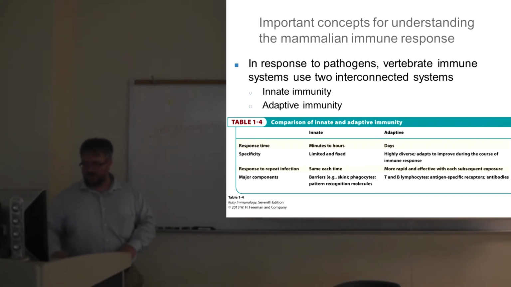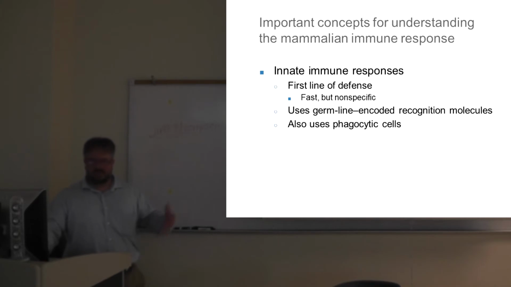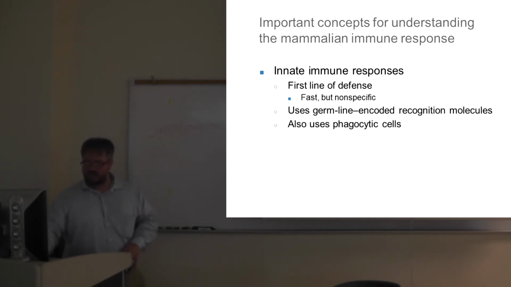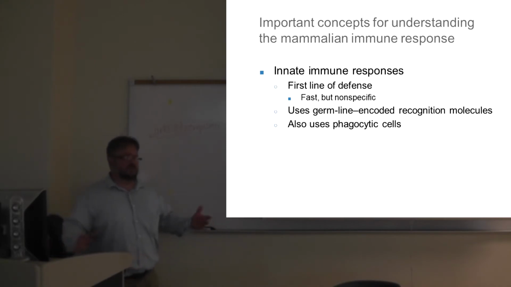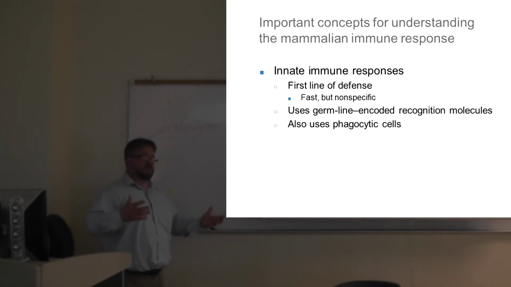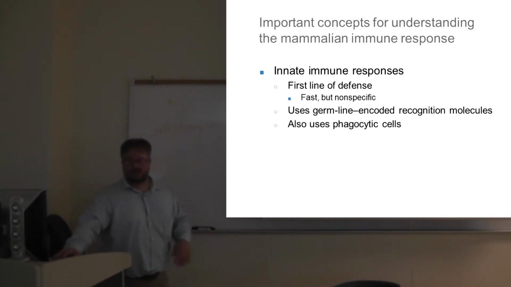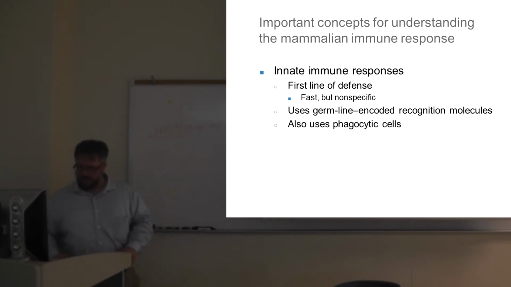Okay, so the innate immune response, we're going to go into this in more detail. This is just skimming through. The innate immune response is the first line of defense. Very fast, as mentioned, but not specific. It uses germline-encoded recognition molecules. Germline just means my stem cells carry the genes that code for those receptors. They're not changing. They're always going to be the same. They're part of the germline. These use phagocytic cells quite a bit. They don't only use phagocytic cells, but that's one of the major mechanisms by which they get rid of stuff.